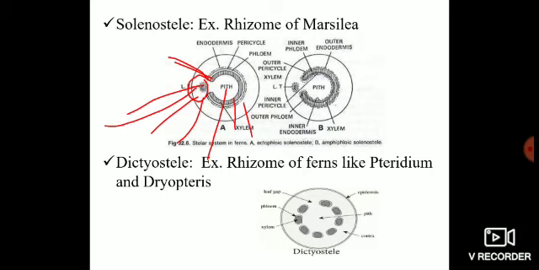Solenostele is actually a type of siphonostele. That means you have this central core of pith, and that central core of pith is surrounded by xylem and phloem. But in addition to this, there are widely spaced leaf gaps.